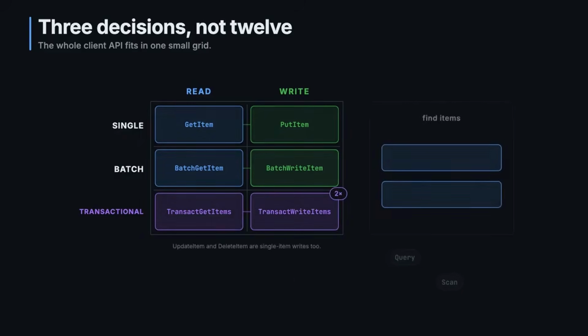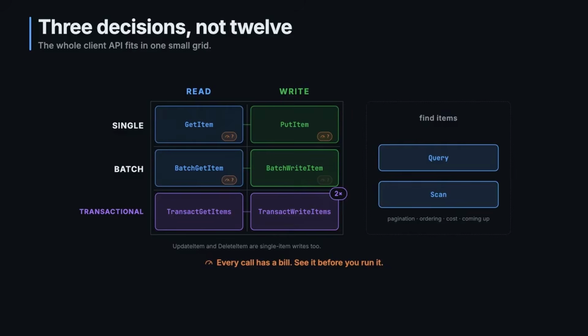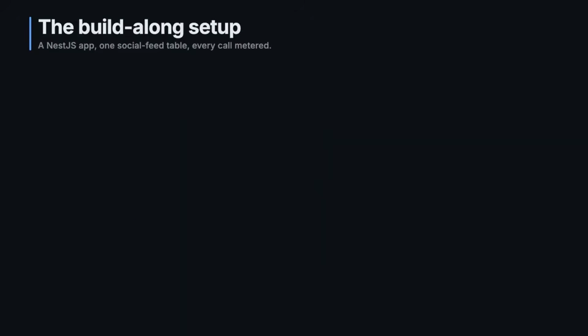Query and scan sit just outside the grid as the two ways to find items, and they carry the pagination and cost lessons coming up. Reach for the wrong one, and you either pay for data you never asked for or lose a guarantee you needed. To make this real, here is the setup we will run against.